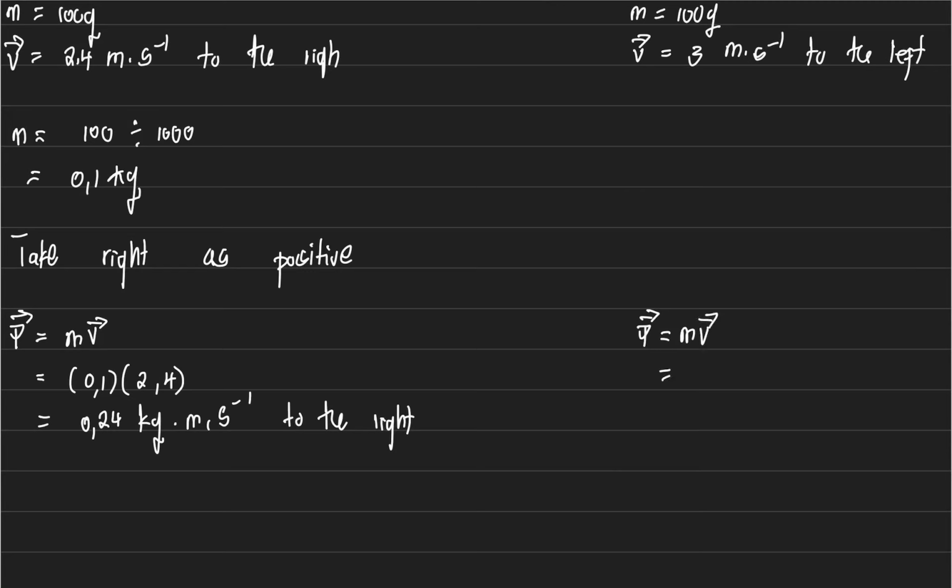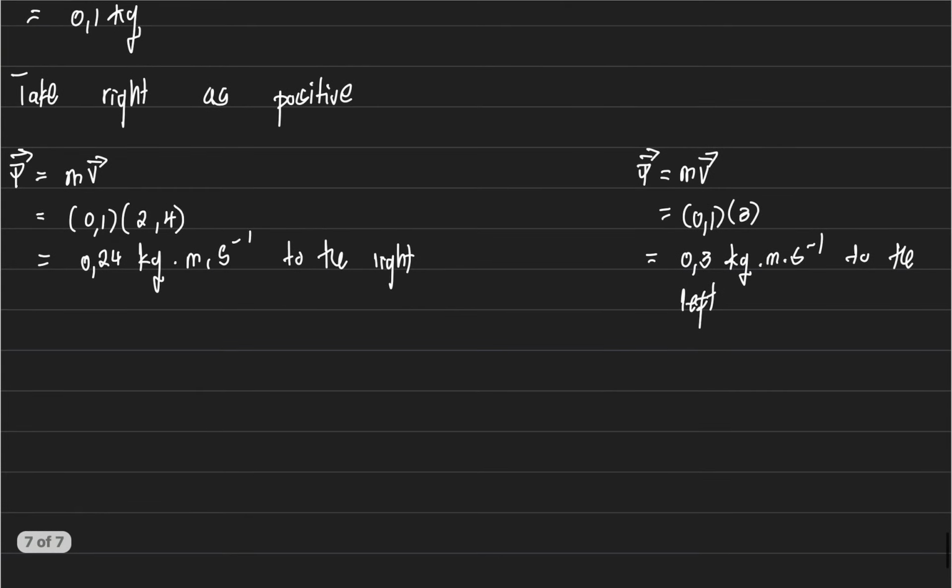And then we also go to calculation of momentum of ball number 2. So P is equal to mv, and then the mass, it's 0.1 multiplied by 3. And then the answer, it's 0.3 kilograms meters per second to the left. So we are not done yet.